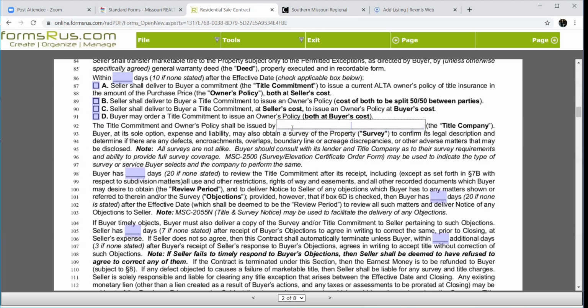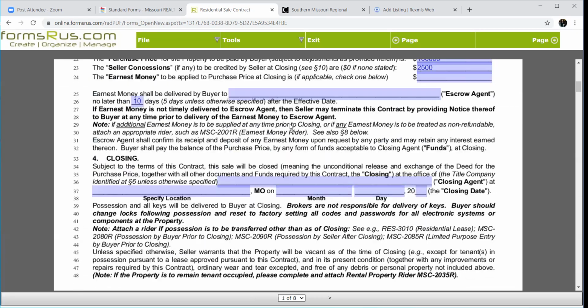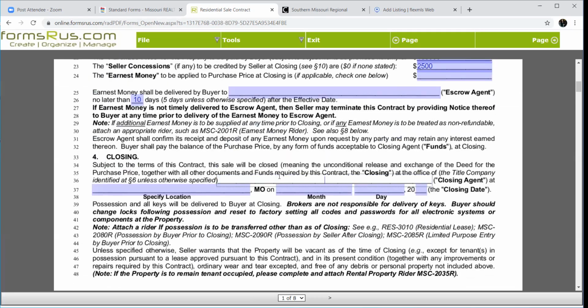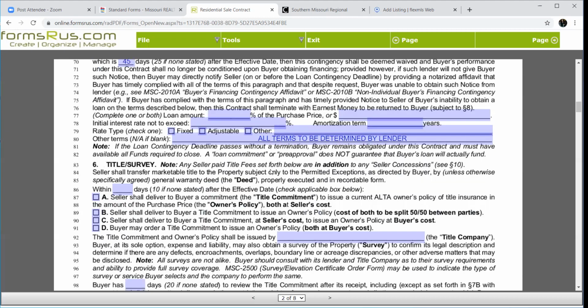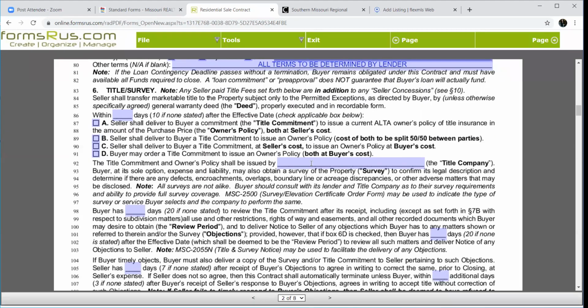Who's going to issue the title commitment? Probably the same people that we've put here on these two blanks on page 1. But it all defaults to this line right here as to who's going to do the actual closing. So this is the title company.